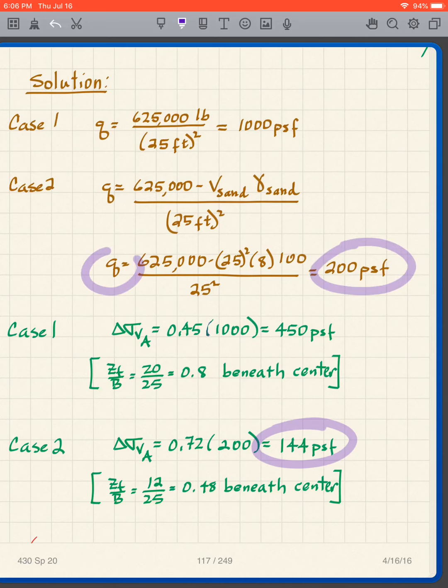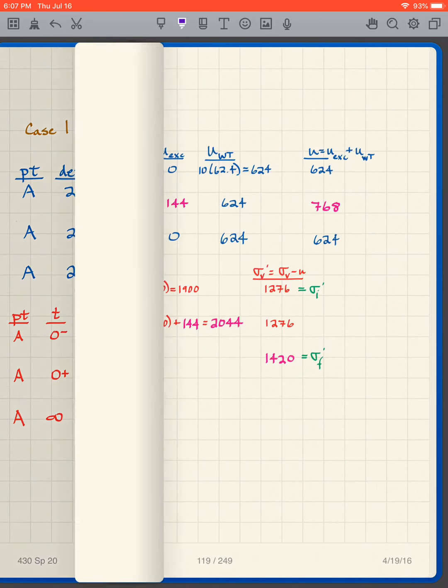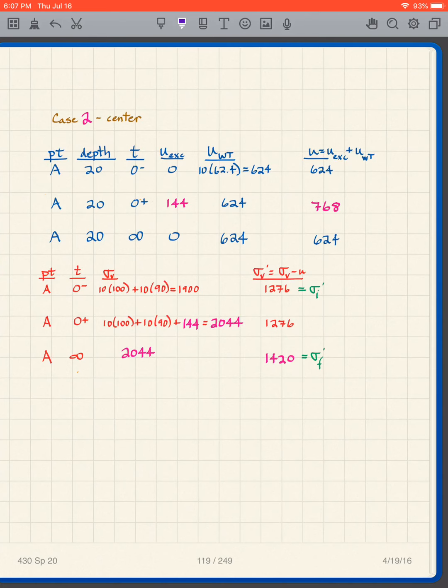Where did that come from? First, I calculated the 200 by subtracting off the weight of the basement soil, and then I look in my pressure bulb. I get the contour of 0.72 times the 200. So a little bit of calculation to get to the 144, but once I get it, I now have to put it in there. Okay? So it's there. The water table we've already done. I sum the UXS and U water table. I get the U.